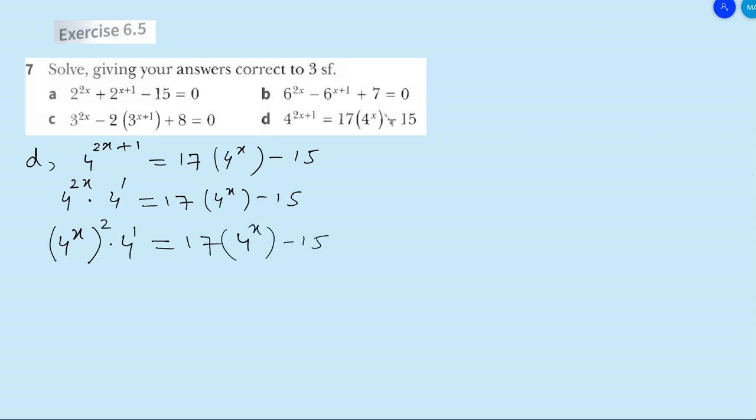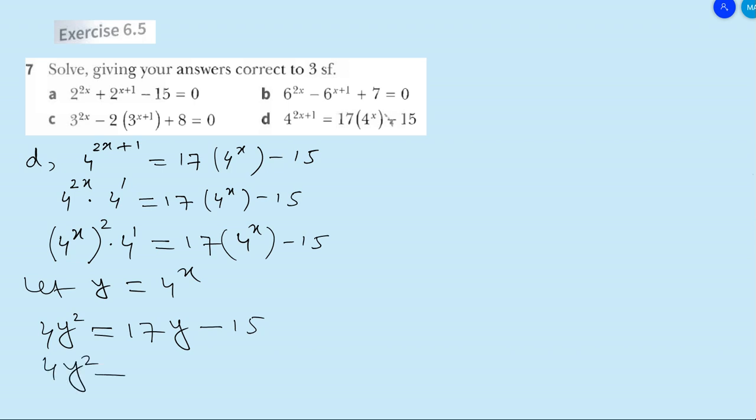Let y is equal to 4 to power x. So it will be y square, and y square into 4 is 4y square, is equal to 17y minus 15. Write the equation in standard form. 4y square, move this 17y, it will be minus 17y, move this minus 15, it will be plus 15, is equal to 0.